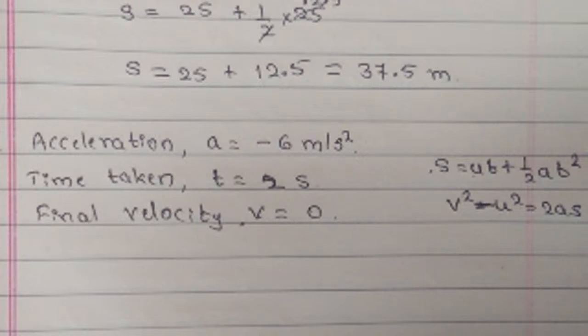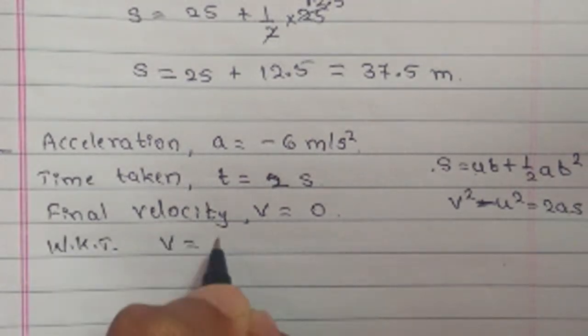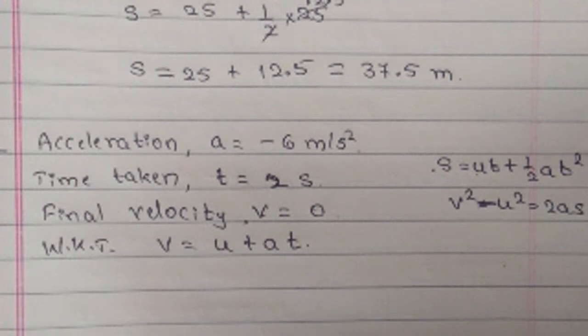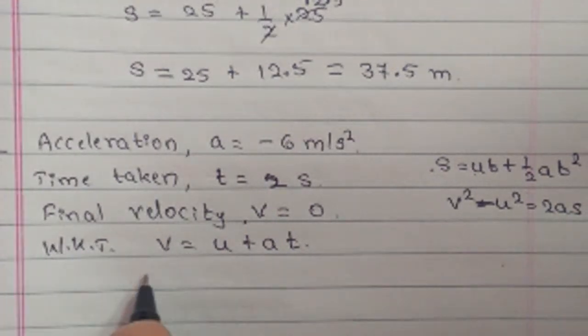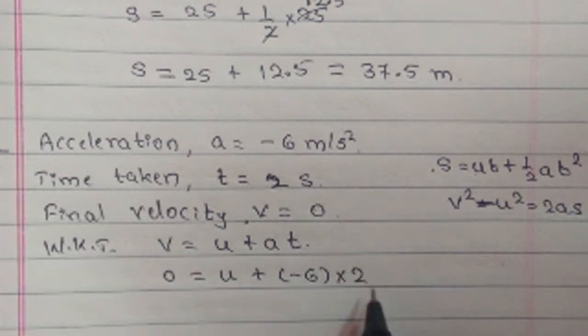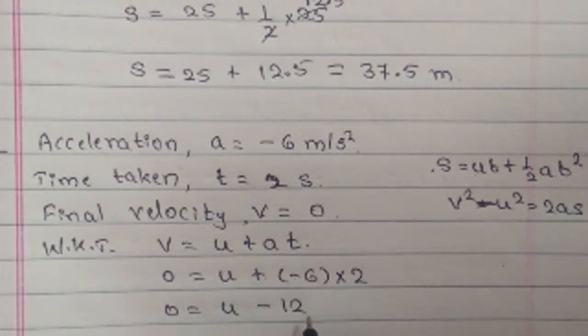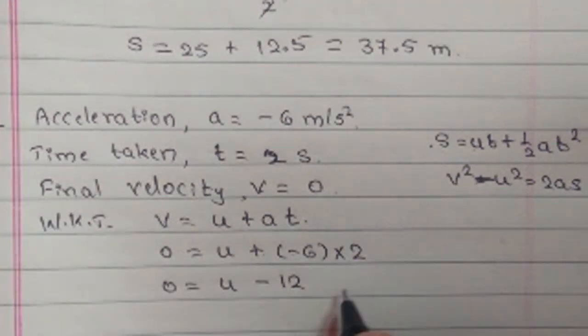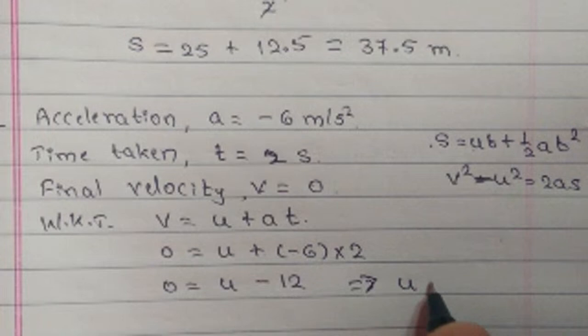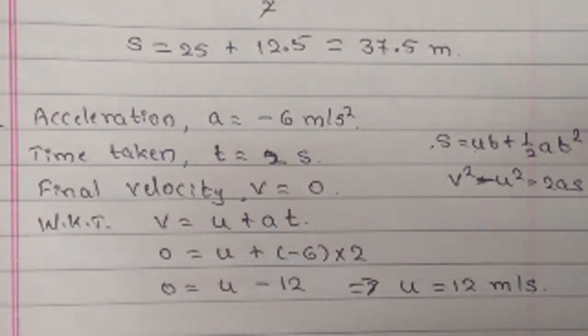So that is by using the first expression of the equations of motion. We know that v equals u plus at. V value is how much? 0 equals u, which is unknown, plus a value is minus 6, and time is 2 seconds. So it becomes 0 equals u minus 12, since minus 6 twos are 12. When I take this 12 to the other side, it becomes plus 12, and it is velocity, therefore the unit is meter per second. So initial velocity is found now, that is 12 meter per second.